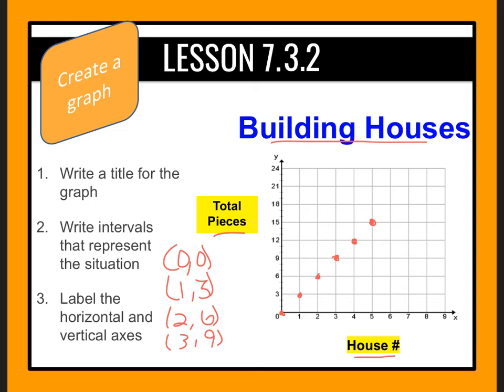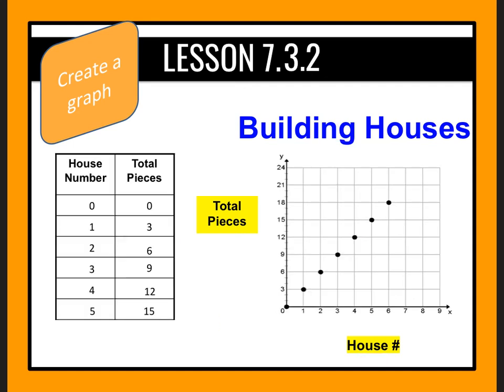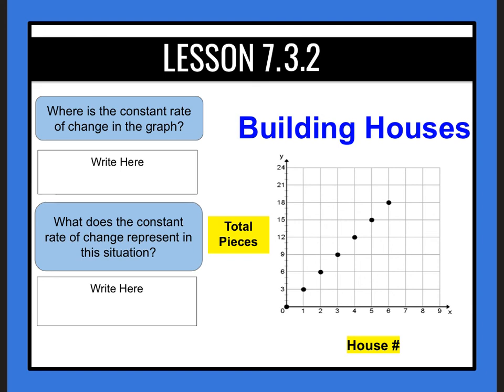Think about where you're seeing that constant rate, okay? So here you go. This is what your graph should look like. I want you to answer the questions. Where is that constant rate of change in your graph? Go ahead and write that in your notes, because we're going to talk about that tomorrow. And what does the constant rate of change really represent in this situation? What does it mean as we looked at our pattern?